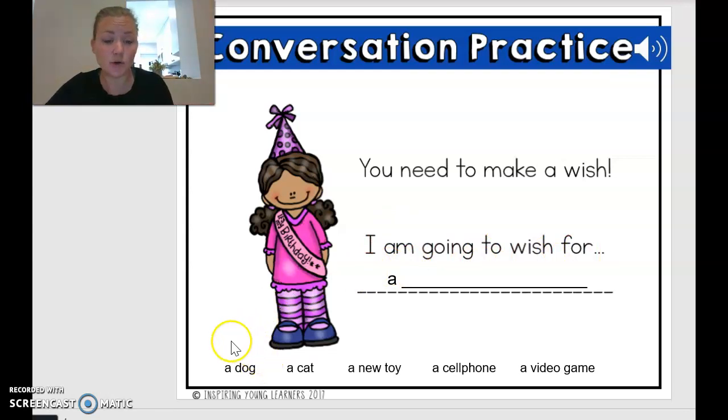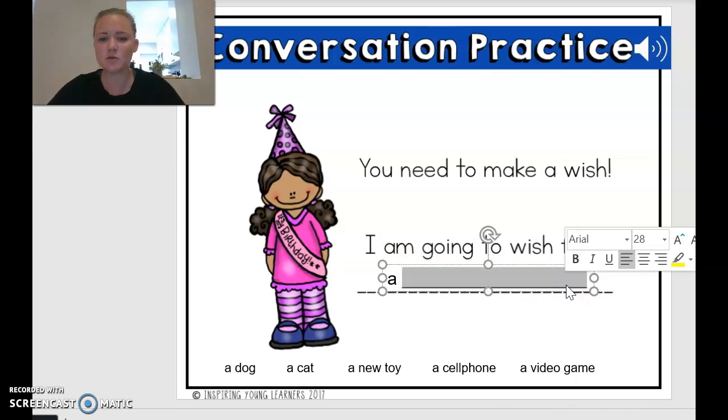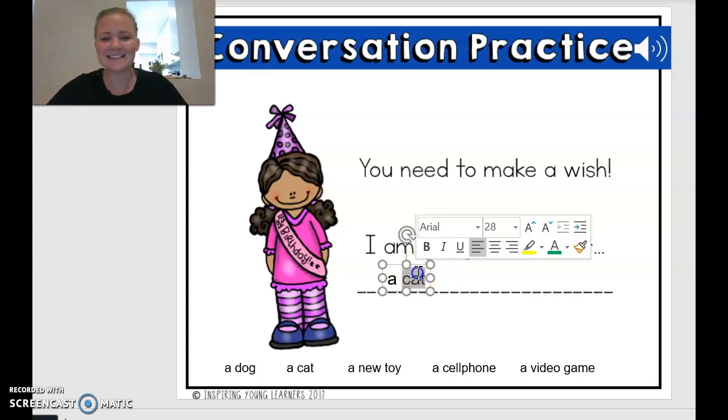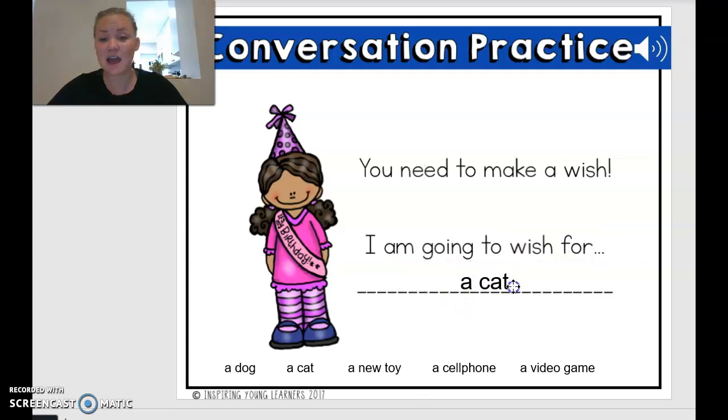You might wish for a dog, a cat, a new toy, a cell phone, if you're old enough, and a video game. So for me, I would say I am going to wish for a cat. Because I love cats. Now, I already have a cat, but that's okay. I'm going to wish for a new baby cat.